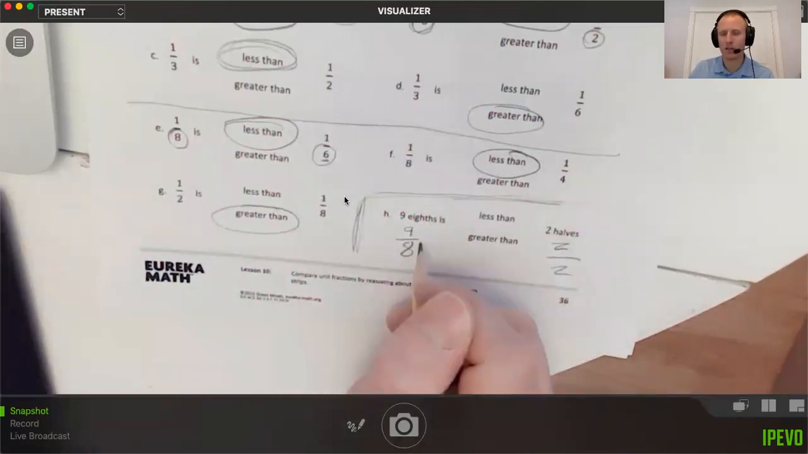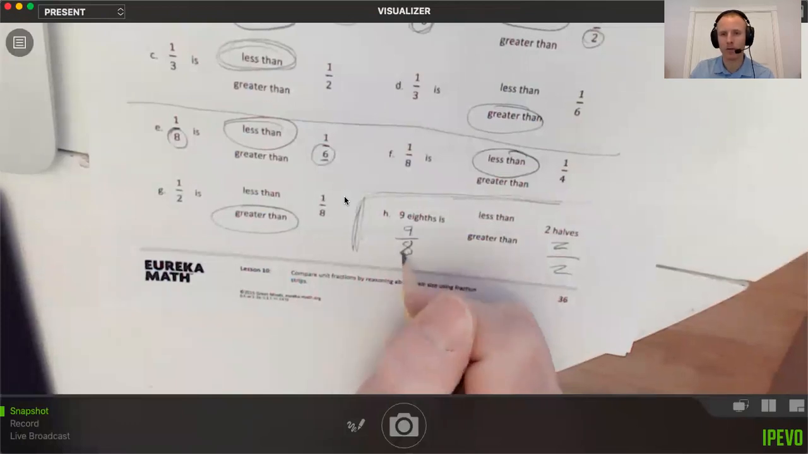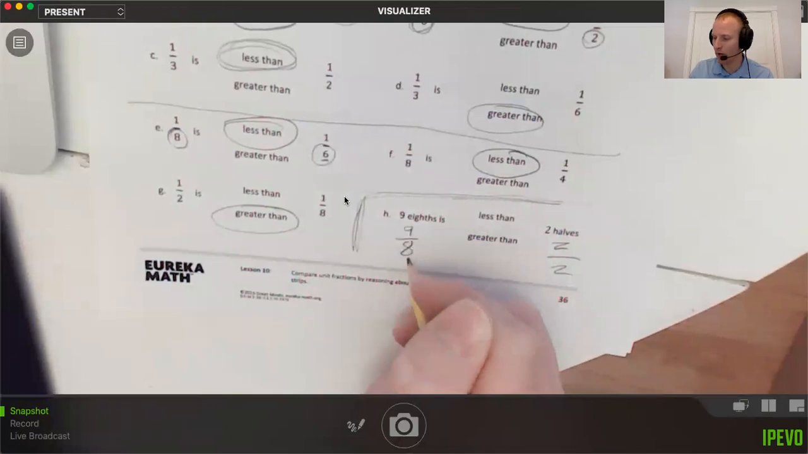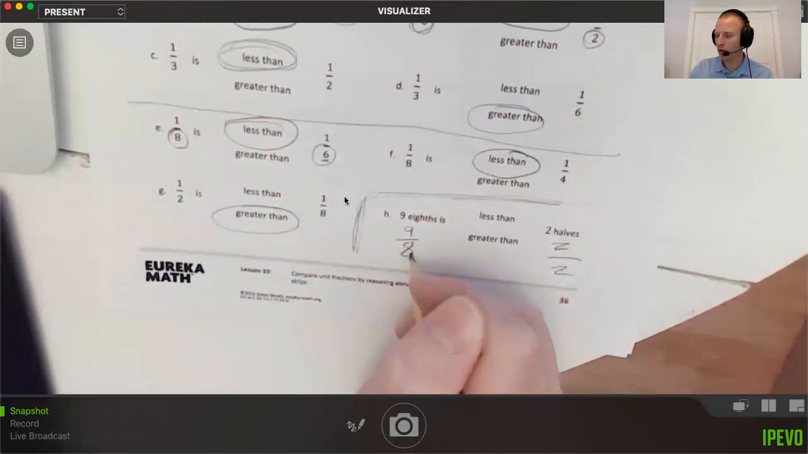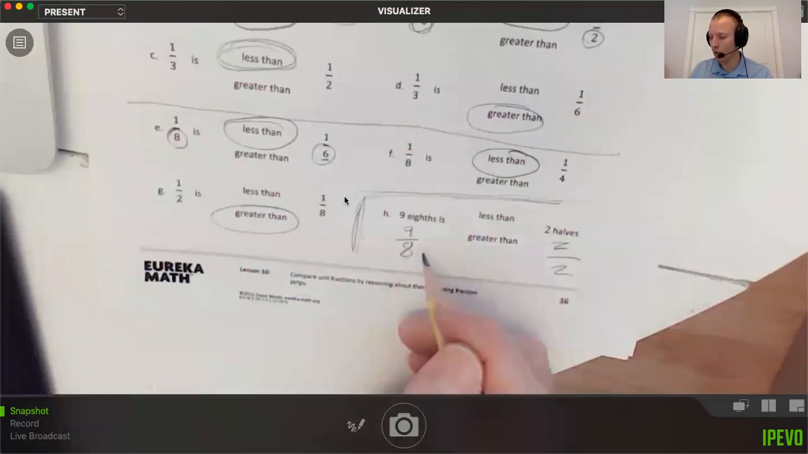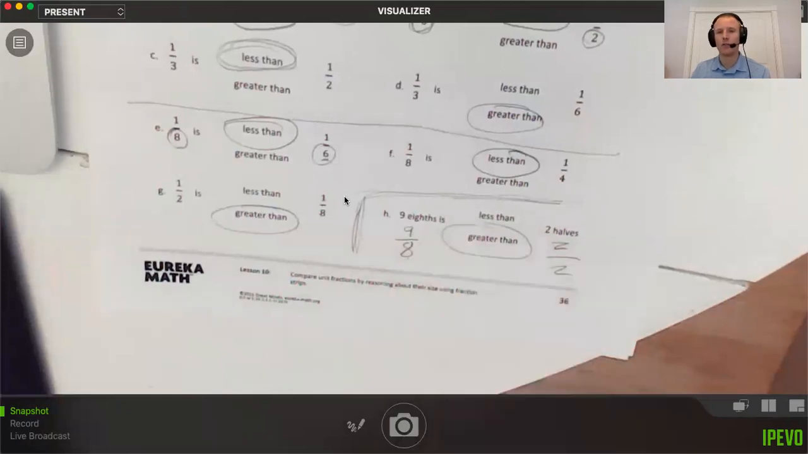Well, 9/8, what do I notice about that? I notice that the 9 is larger than the 8, so this is greater than 1. That's above 1. Whereas 2/2 is the same as 1. That's like saying I ate 2/2 of the cake. I ate the whole cake, not something I had divided, by the way. So 9/8 is bigger than 1, and this is 1, so 9/8 is greater than 2/2. So sometimes you have to do a little bit of thinking about some of the stuff that we've learned in previous lessons to answer some of these.